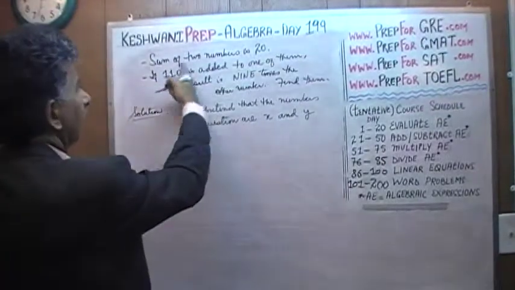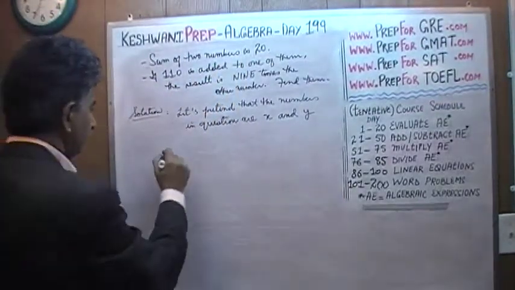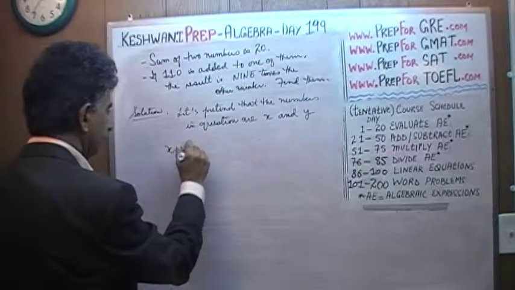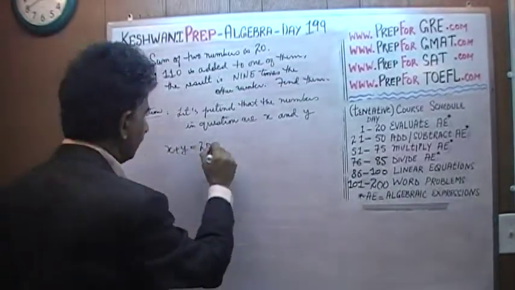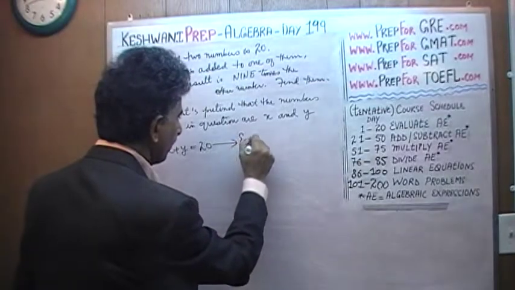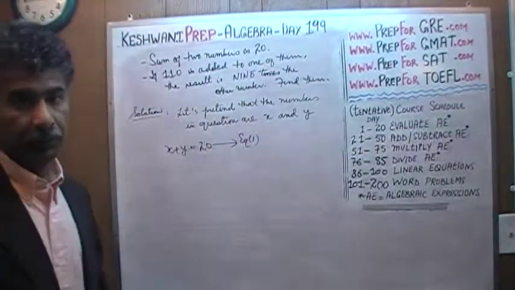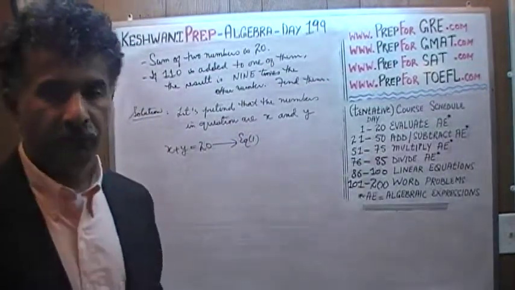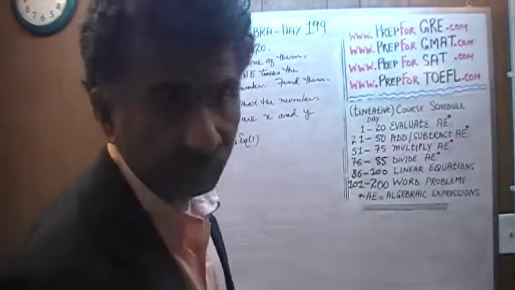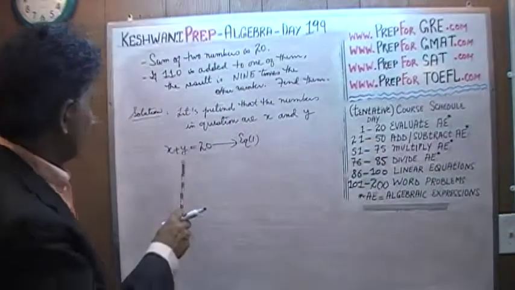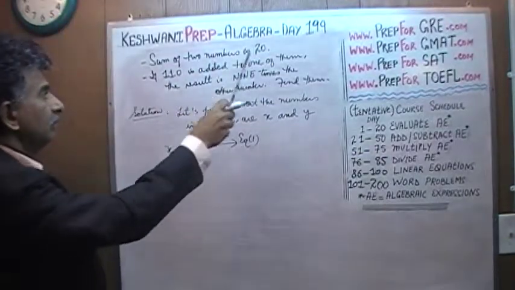So their sum is 20. That's the first equation. So their sum, x plus y, equals 20. Let's call it equation number 1. Second equation, we need two equations. We need two independent equations to solve for two unknowns. And the two independent equations are going to come from two sentences. The first equation came from the first sentence, the sum of the two numbers is 20.